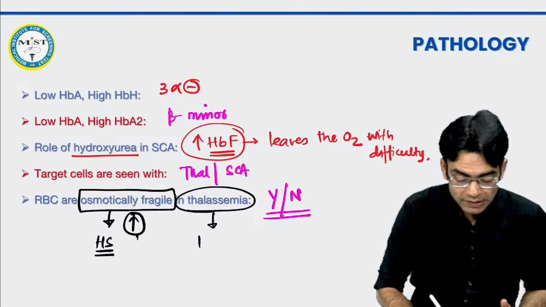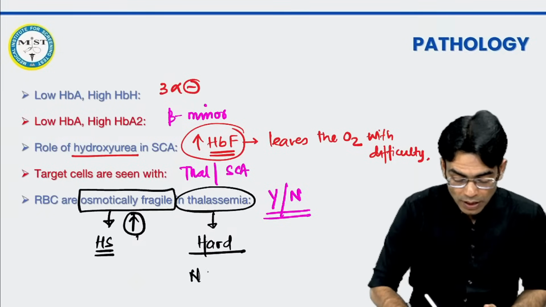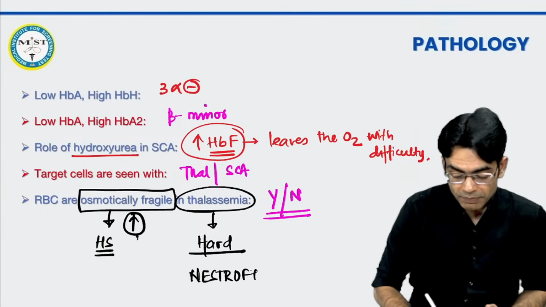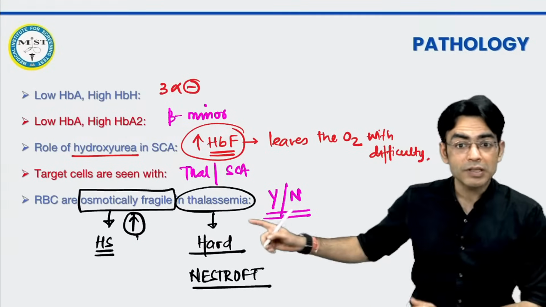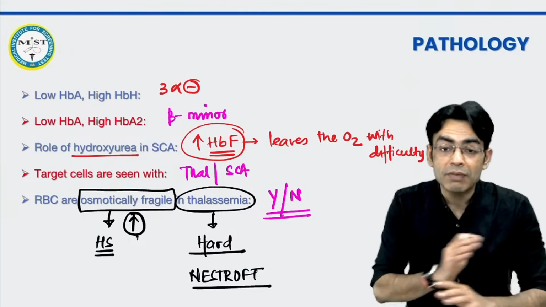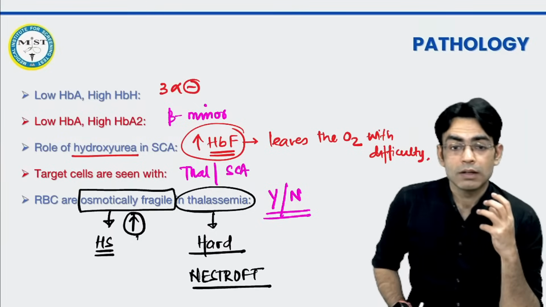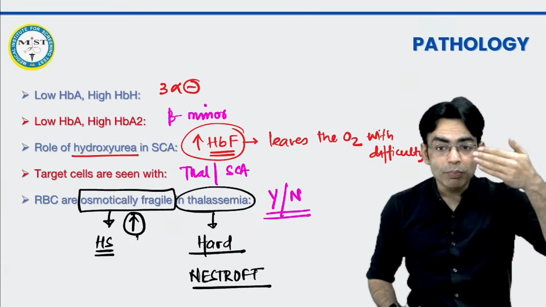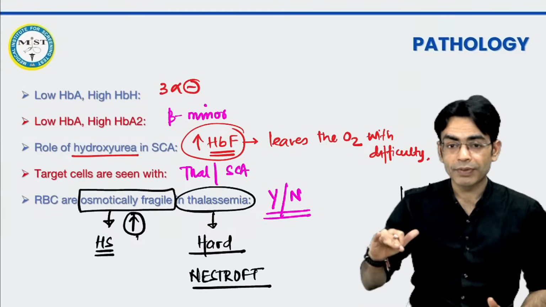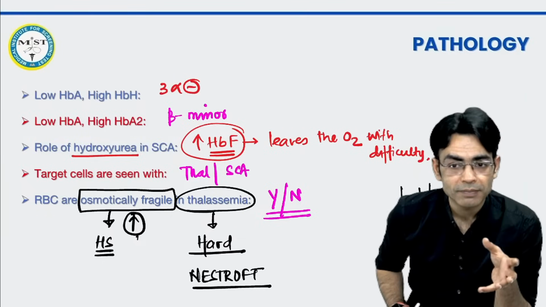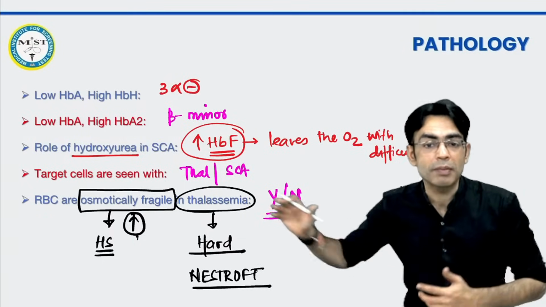थैलेसीमिया में आरबीसीज आर हार्ड, so they do not break. That is why you are doing this NESTROFT test, naked eye single test tube osmotic fragility test. These RBCs which are there in thalassemia, they do not break. And when they do not break, you will be able to, when you're putting the test tubes in front of the line paper, so if the RBCs do not break, you'll not be able to see the lines. In thalassemia, you won't get it because the RBCs are not breaking because they're hard.